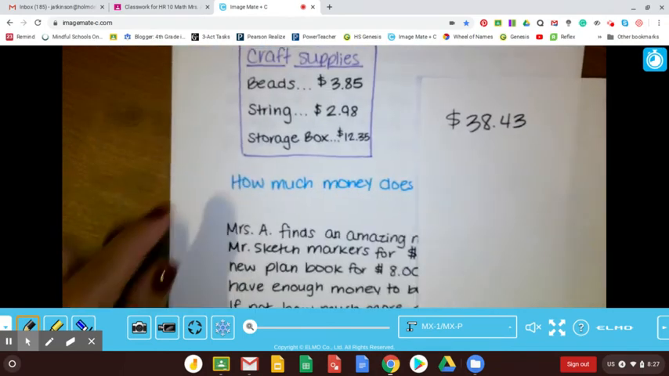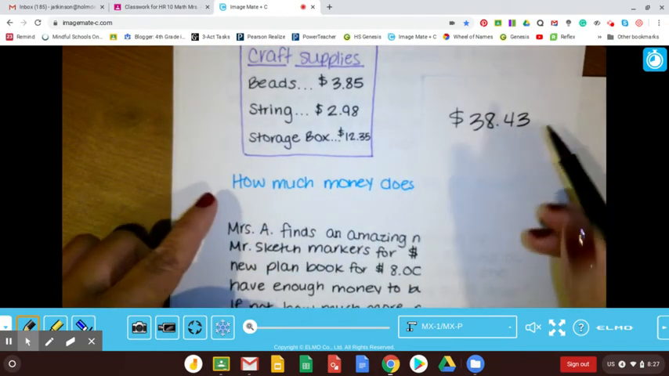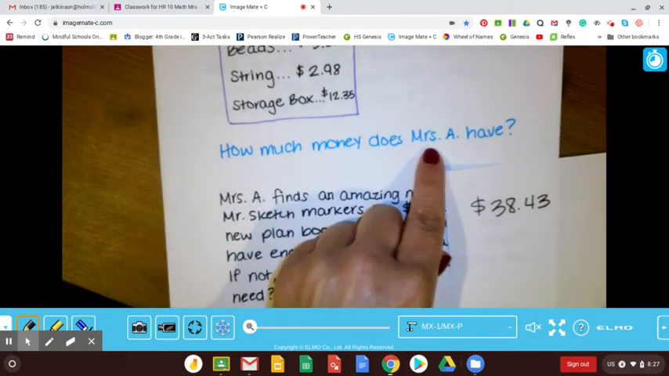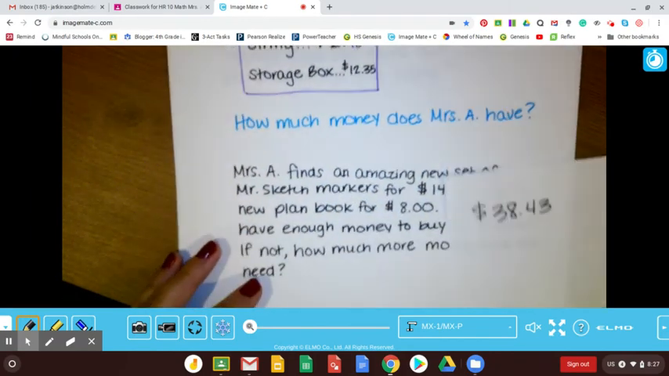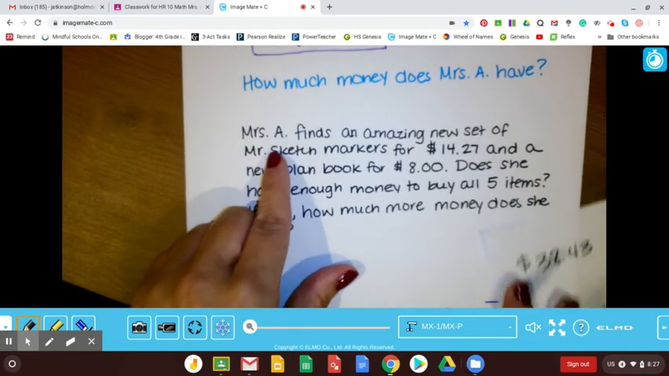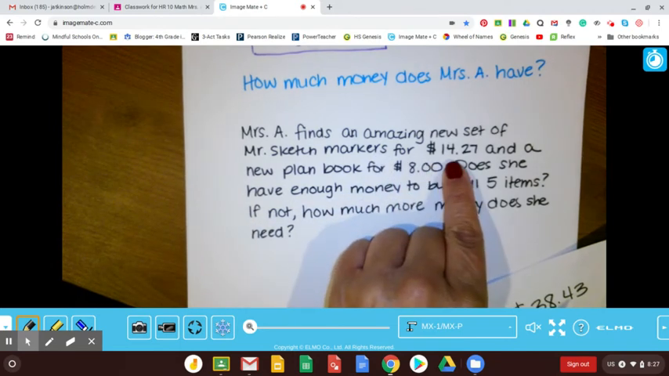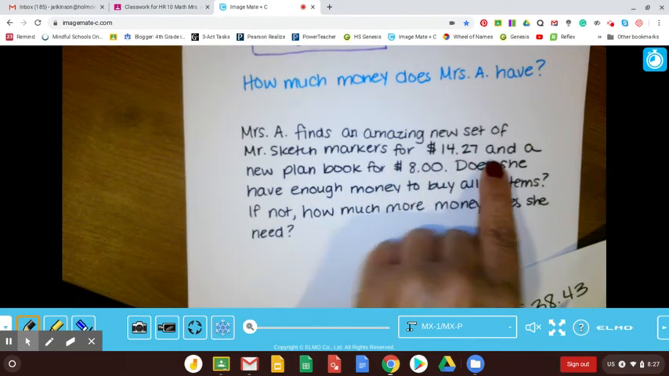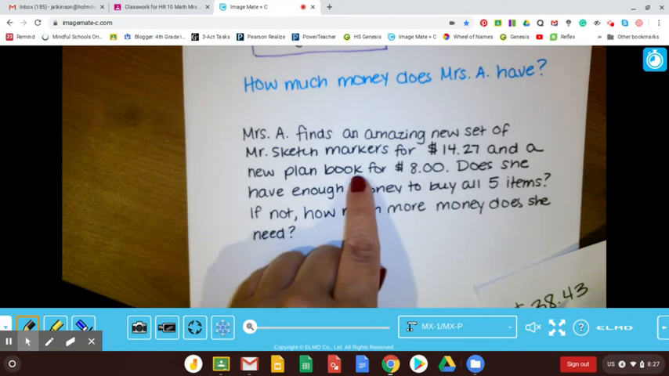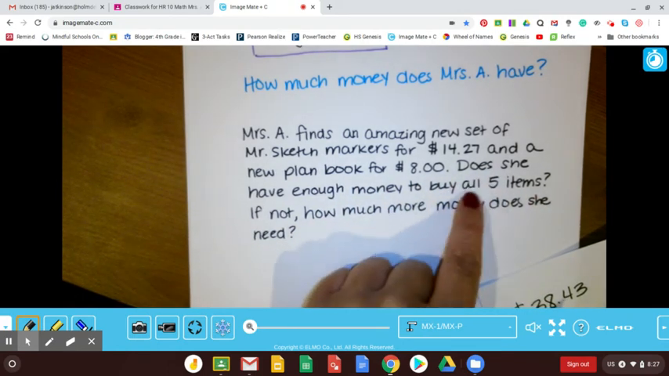All right. So this is how much money Mrs. Atkinson has, $38.43. And so that's the answer to the first question. But now there's a lot of other parts that go along with this question. It says Mrs. A finds an amazing new set of Mr. Sketch markers for $14.27 and a new plan book for $8. Does she have enough money to buy all 5 items?